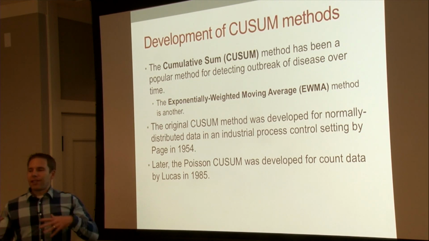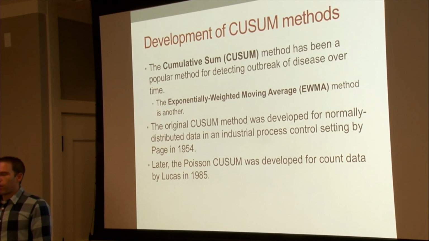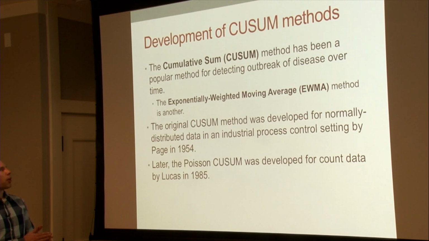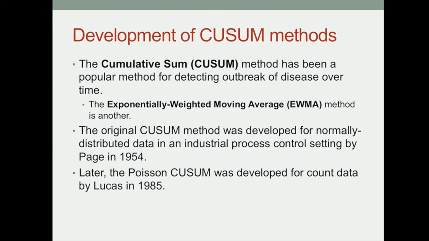So how do we use these ideas to detect disease outbreaks? Okay, so one of the most popular methods for detecting disease outbreaks is something called the Cumulative Sum Method. And essentially what you're doing is you're compounding the effect of recent observations, trying to assess whether there's been a departure from the expected structure. Another one is the exponentially weighted moving average. I'll talk about that at the end of the talk.